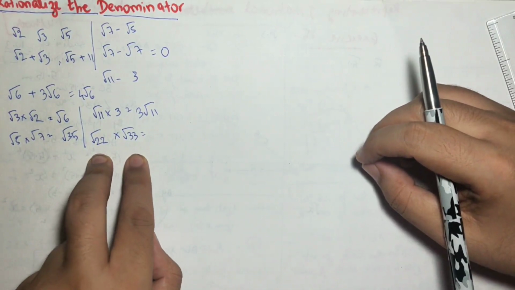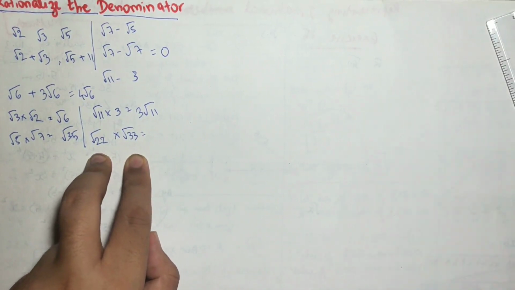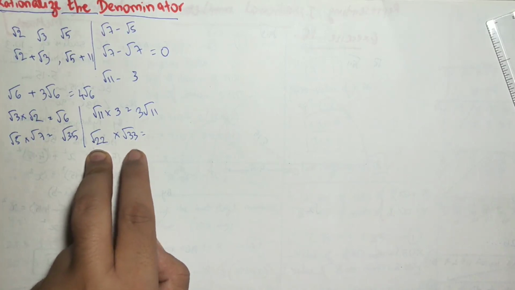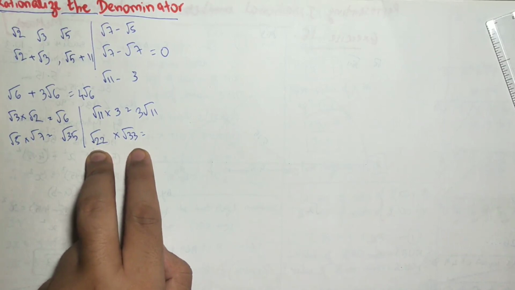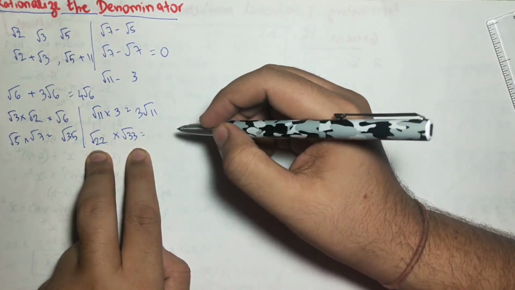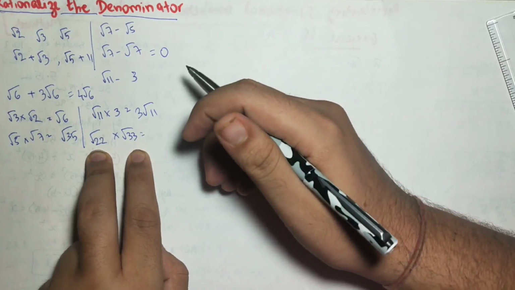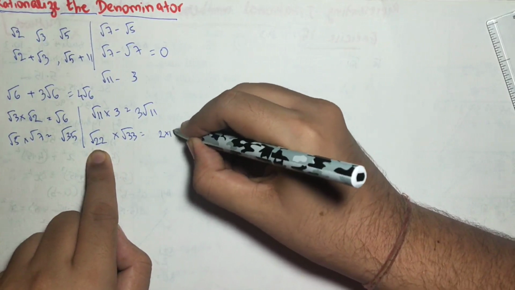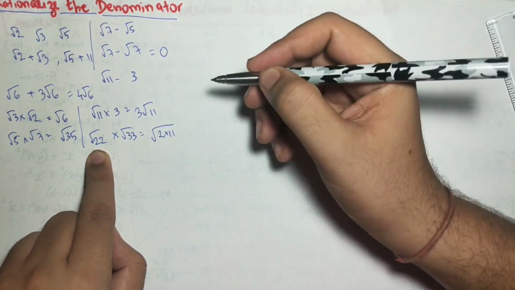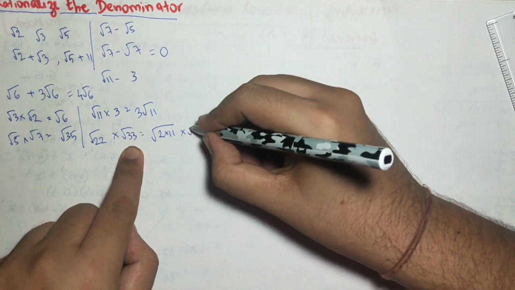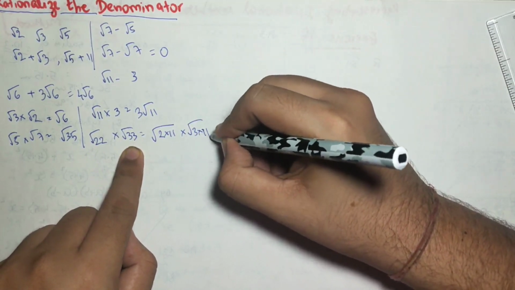Now, under the root, there are composite numbers. No doubt, the numbers are irrational, but they are composite numbers. In such case, what should you do? First, find the prime factorization of the composite number which is under the root. Root of 22 can be written as 2 into 11, root of 2 into 11 multiplied by root of 33, that is root of 3 into 11.